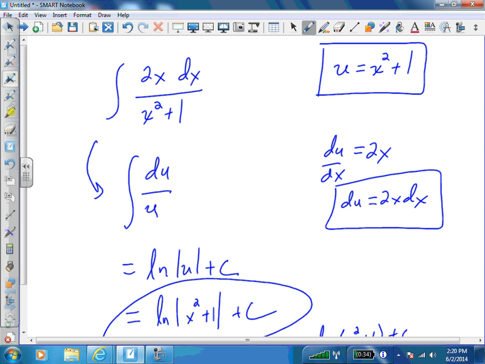So we can't just simply say, well, in place of dx, I'm going to change that to du. We have to know how those two things correspond to each other. Well, if this is how u and x are related, to find out how du and dx are related, we simply take the derivative of both sides. So du is related to dx, and that du is 2x times dx.